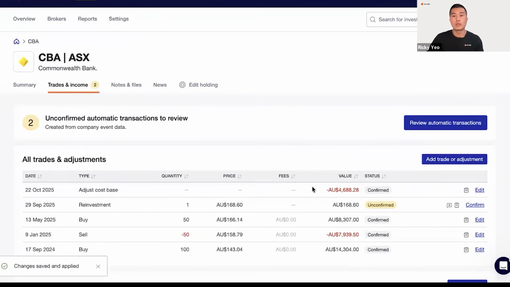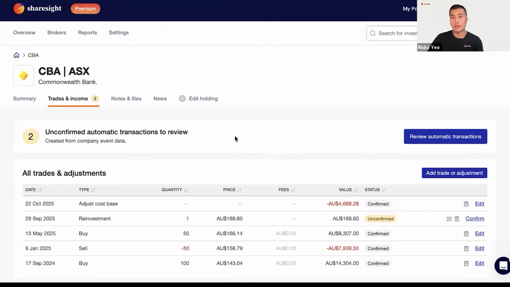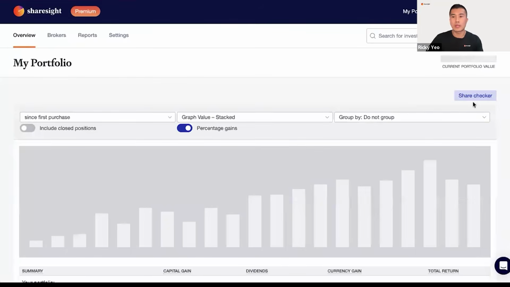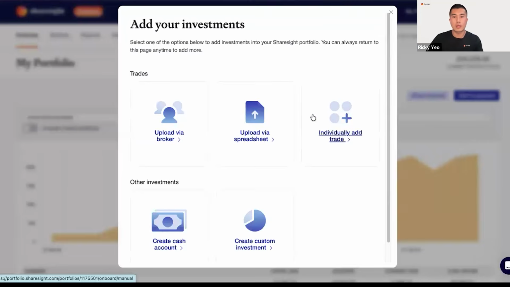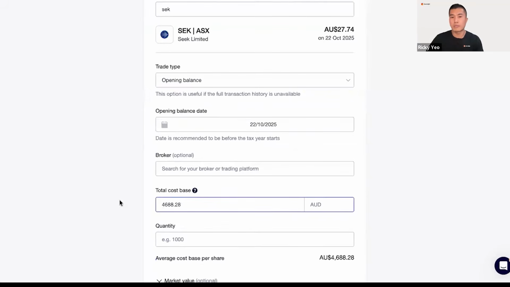Sharesight will take that amount out from the holdings, and then you have to add the new holding that has been demerged from the original stock. Add that as an opening balance. Again, just using an example, let's say the new holding is number 6. You put the opening balance and paste the cost base here, because that's the cost base that got transferred from the original to the new holding. That's the general case for how most demergers should be handled.